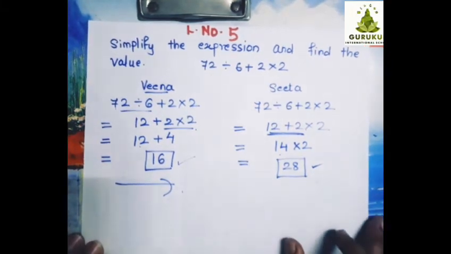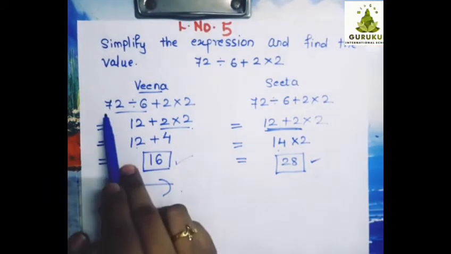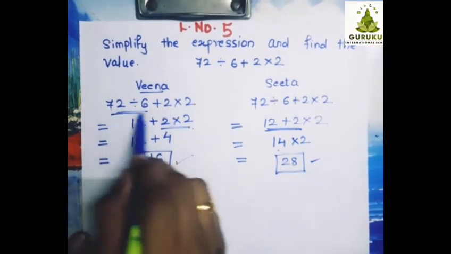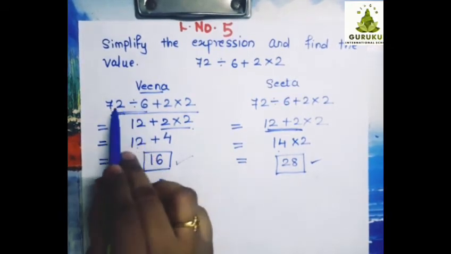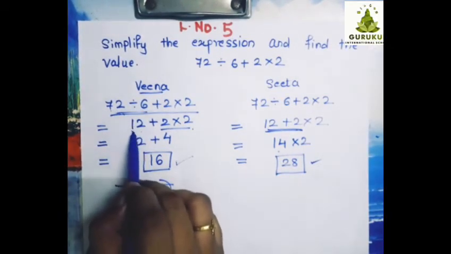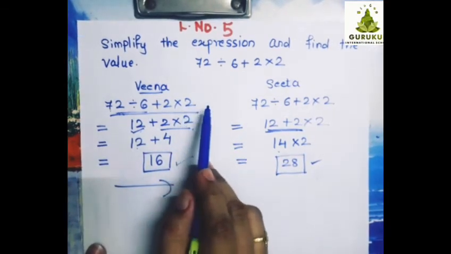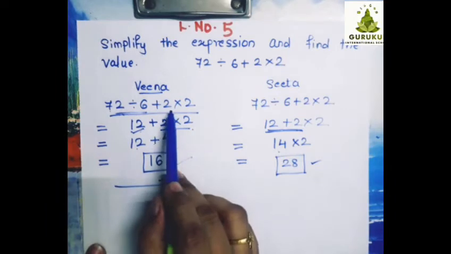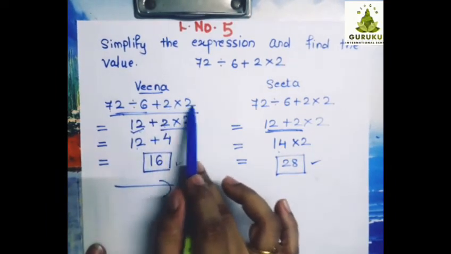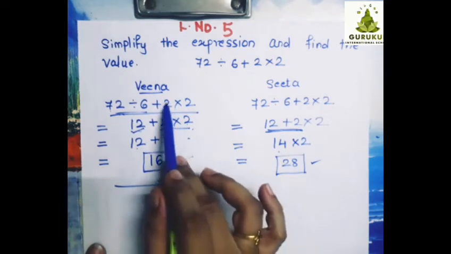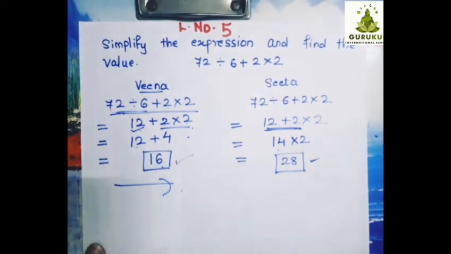So according to the rule, if you see the method which is done, if you see the sum from left to right, which operation comes first? Division. So first Veena did division, that is correct. Then you have to do division and multiplication first. So what has Veena done? She has done division, she has done multiplication, 2 2s are 4, and then she went for addition. 12 plus 4 comes 16.